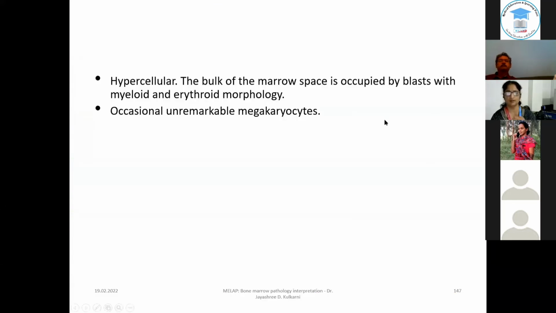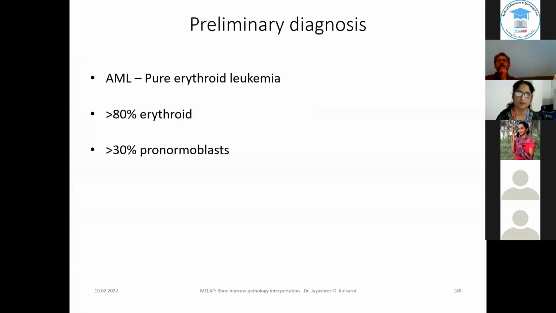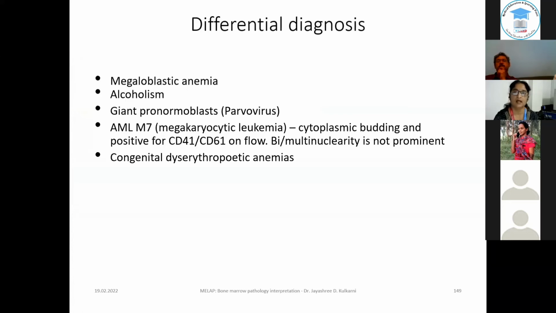So this was a hypercellular marrow with the bulk of the marrow space occupied by blasts with myeloid and erythroid morphology. Definitely erythroid was much more than 80%, and out of which more than 30% were pro-normoblasts. However, looking at the low vitamin B12 and looking at this picture, we should not attribute it to only megaloblastic anemia due to B12 deficiency, or even sometimes in alcoholism you get a similar picture. You should think beyond that and suggest a possibility of M6 looking at the morphology.